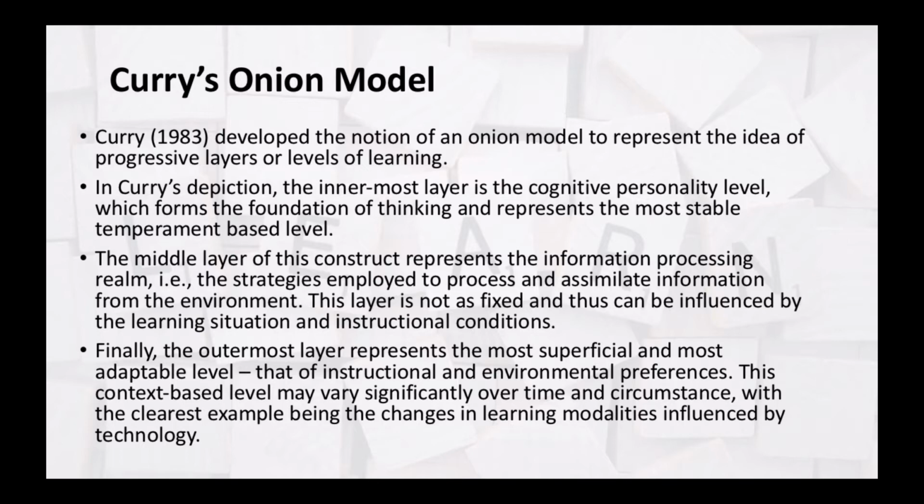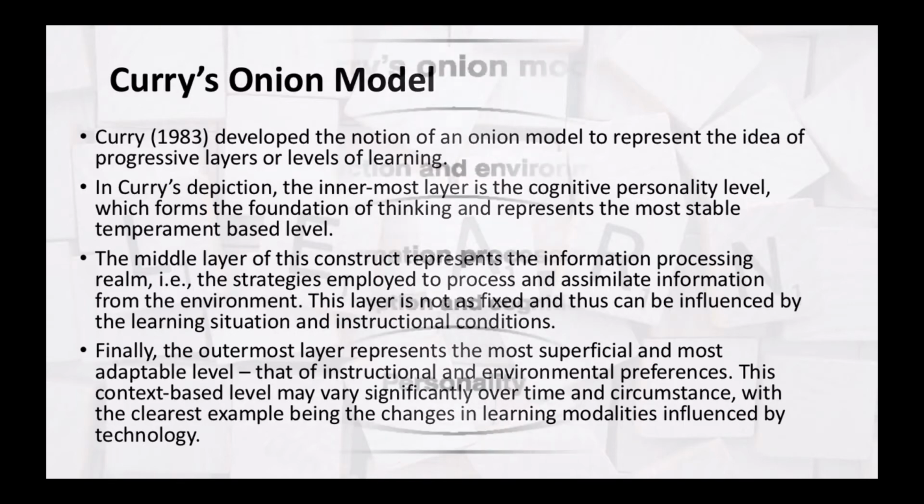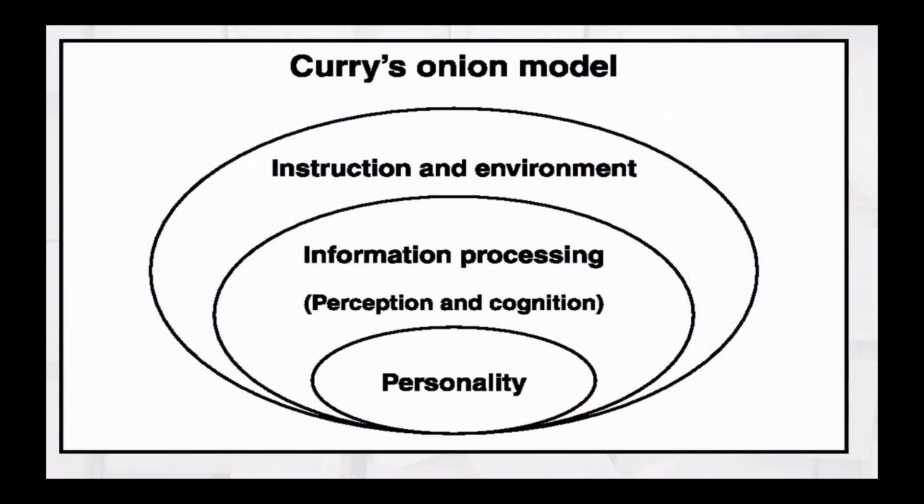Finally, the outermost layer represents the most superficial and most adaptable level, that of instructional and environmental preferences. This context-based level may vary significantly over time and circumstance, with the clearest example being the changes in learning modalities influenced by technology. This is a simple graphical depiction of Curry's model.